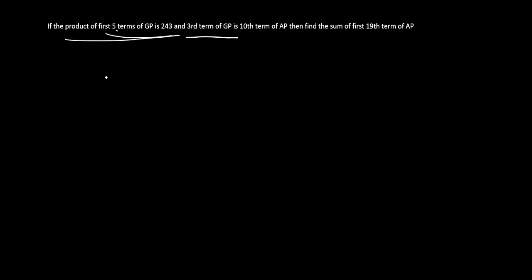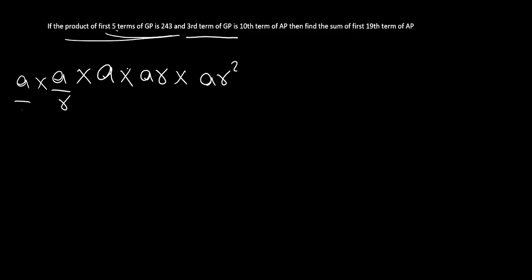Let's consider the third term as A. The third term is A. Then the term after A, as they are in common ratio, must be A multiplied by R, where R is the common ratio as it is in a GP. Then the next term would be A multiplied by R square, because R into R is R square. The term previous to this would be A upon R, and the term previous to that would be A upon R square. And the product of the first five, let's count 1, 2, 3, 4, 5, is 243 according to the question.